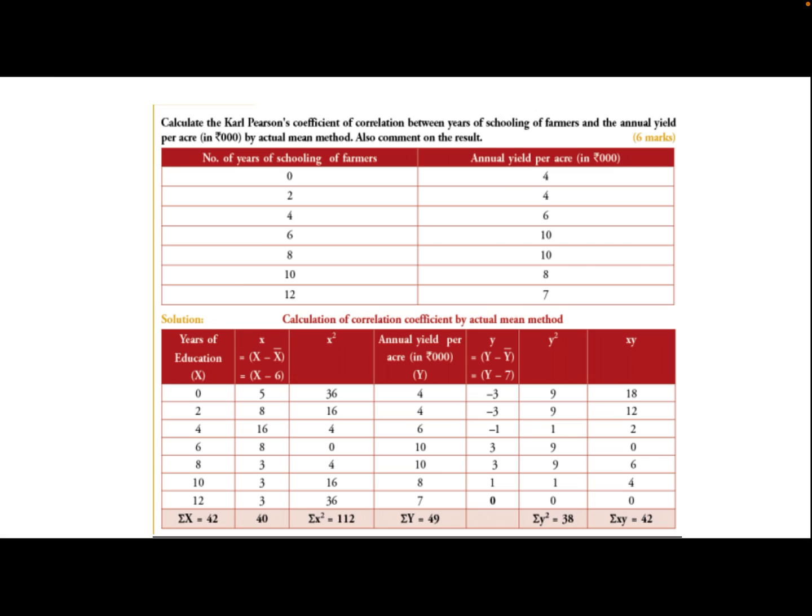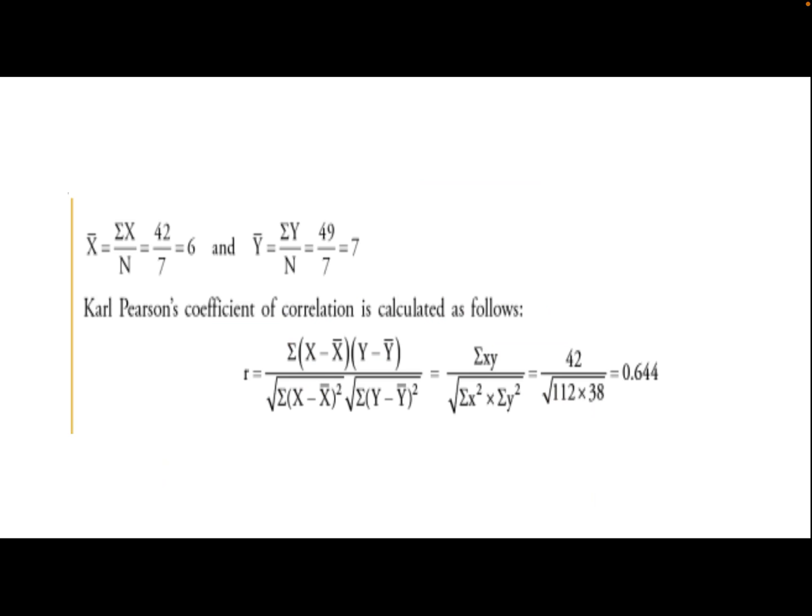Totaling up the columns which we need to put into the formula, you can see above we have calculated the mean of x and mean of y, and then we have applied the formula. As you can see, the second formula, which is the simpler version, sigma xy upon under root of sigma x square into sigma y square, we just put the values and get the value. R is equal to 0.644. Remember students, the R value will always lie between -1 to 1. It cannot exceed 1, it cannot exceed -1.